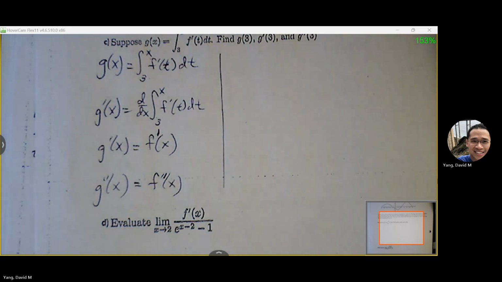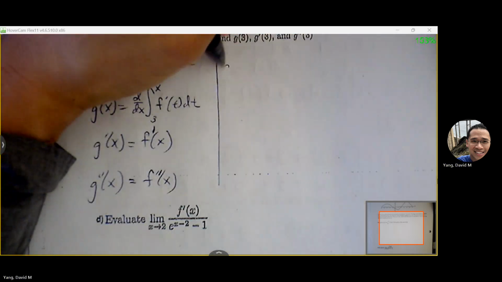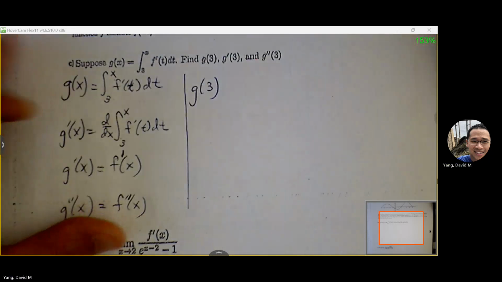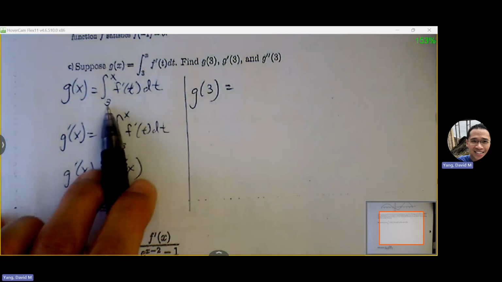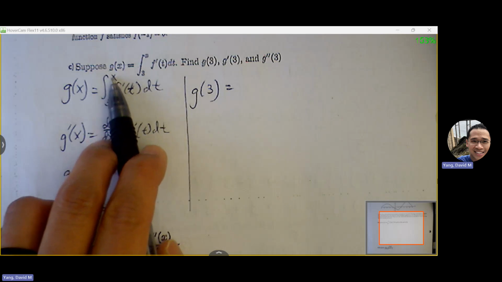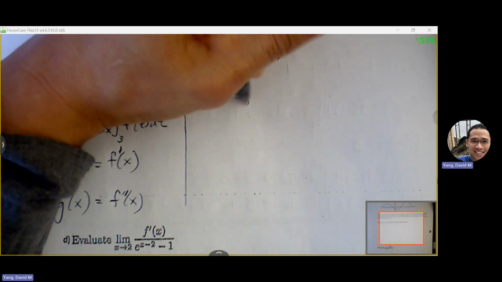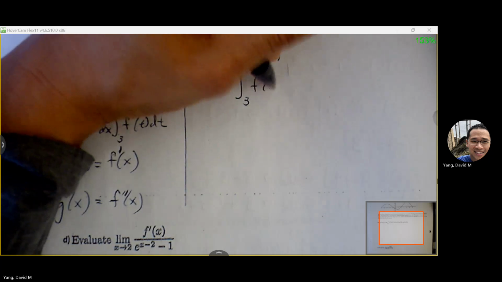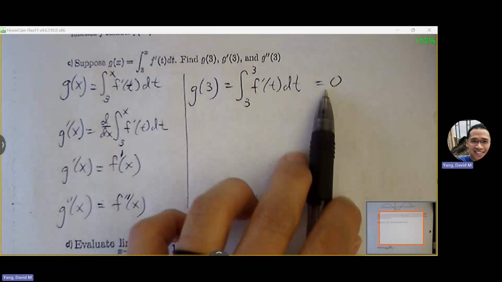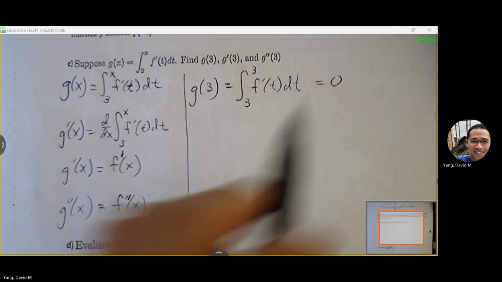Okay, so let's see if we can find all the pieces that we need to find. So G of 3. Again, we're on page 10 if you were coming in late. G of 3 is just the integral from 3 to 3. We just place wherever the x has the definition telling us to put in, so 3 to 3. Anytime our bounds are the same, we know we haven't moved at all, so our area is just 0.